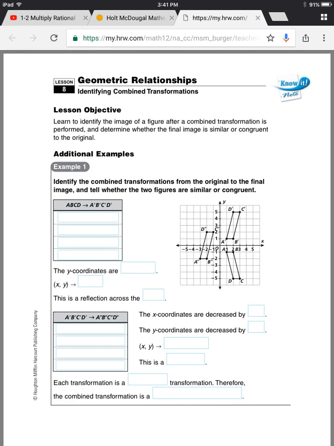Alright, so we've been talking about transformations the last few days. Today we're going to learn to identify the image of a figure after a combined transformation is performed and then determine whether the final image is similar or congruent to the original. Combined means it might be translated and then reflected, or reflected and then rotated, or rotated and then reflected. It takes two of our transformations and puts them together.